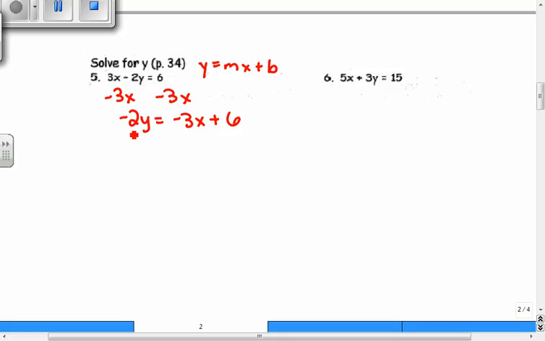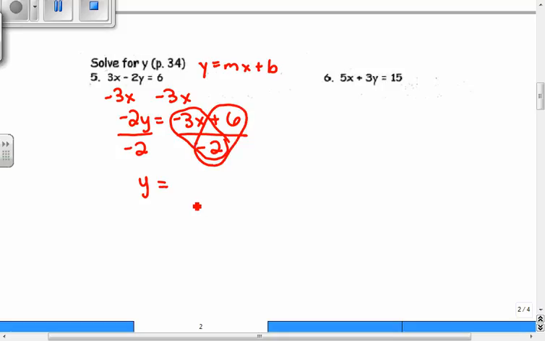So now we need to undo this negative 2. Well, the negative 2 is being multiplied by y. So to undo that, we need to divide both sides by negative 2. So we have y equals, well, remember, the entire side is divided by negative 2. So each part is divided by negative 2.